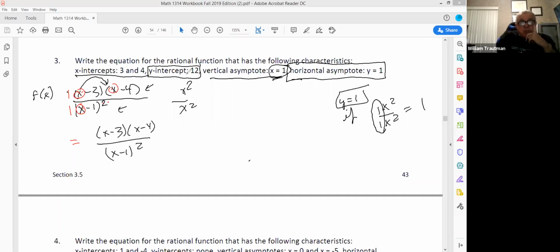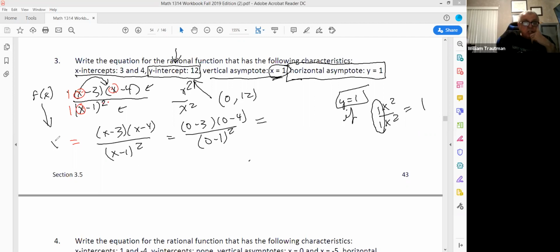So the last thing we have to do is this y-intercept part. The y-intercept is 12. So y equals 12. You know, y-intercept, x is 0, y is 12. Don't forget on y-intercepts, if I change all the x's to 0, 0 minus 3, 0 minus 4, and 0 minus 1 squared, it should equal the y, right? f of x is the same thing as y. It should equal 12.